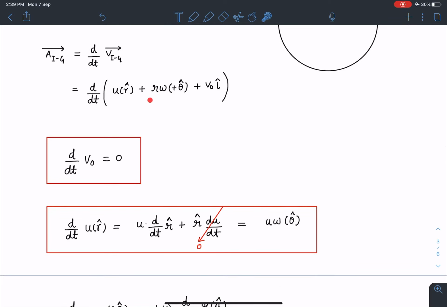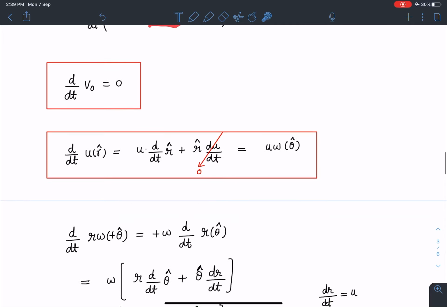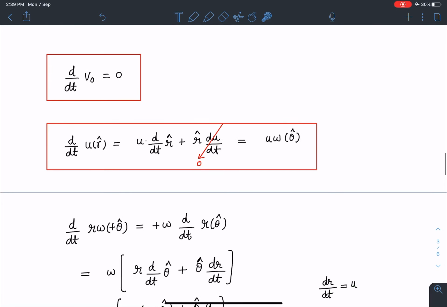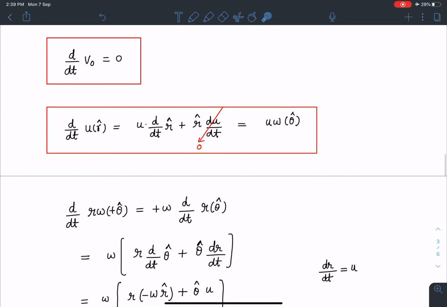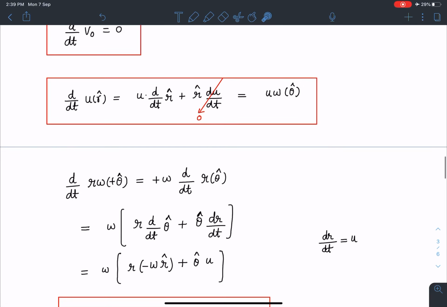Similarly, I can find the derivative of r omega theta cap. So here you can see d by dt of r omega theta cap. Since omega of the ring is constant, I'll take it outside, and this is going to be d by dt of r times theta cap. Which I can write as first function into differential of second plus second function into differential of first one. So if you see this part carefully, this omega is outside. So r times d by dt of theta cap plus theta cap times dr by dt.